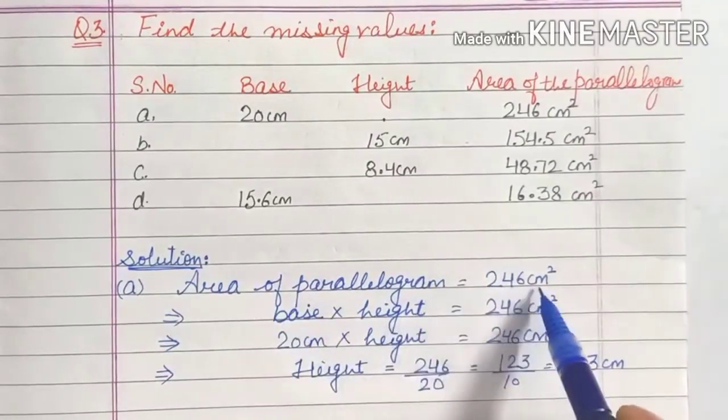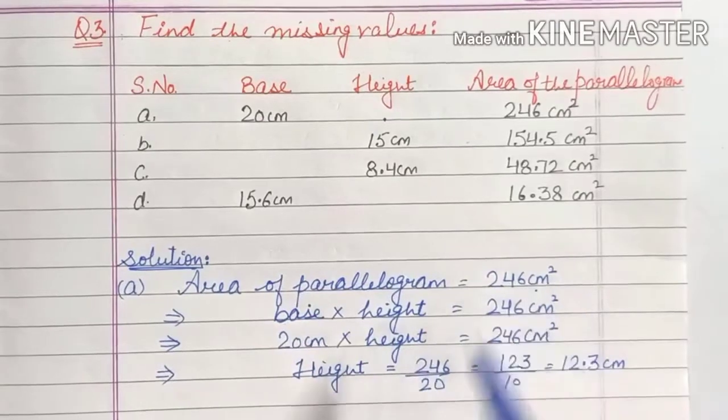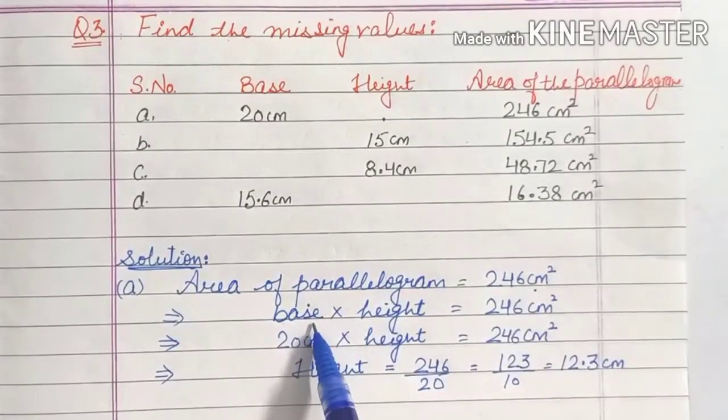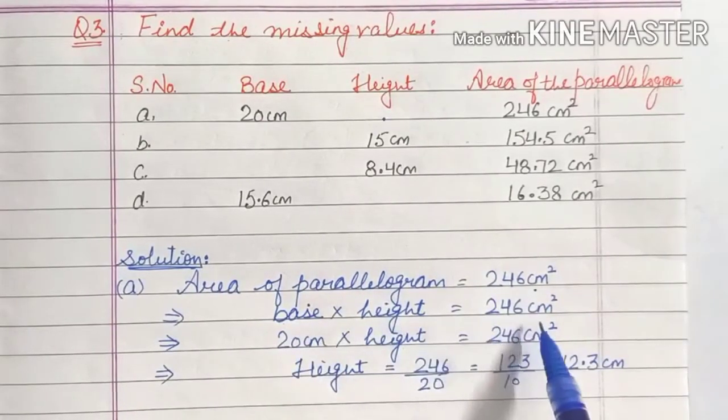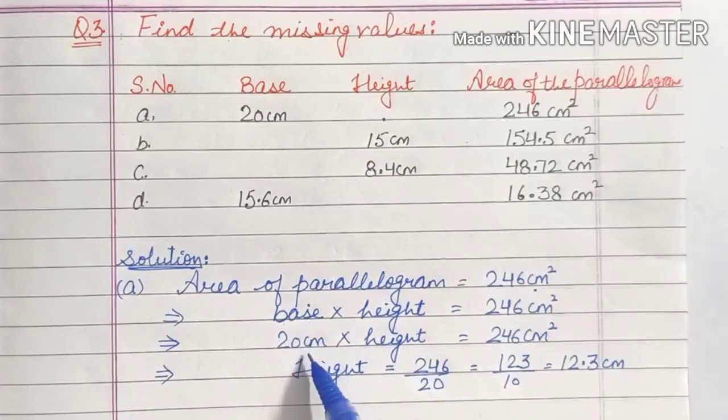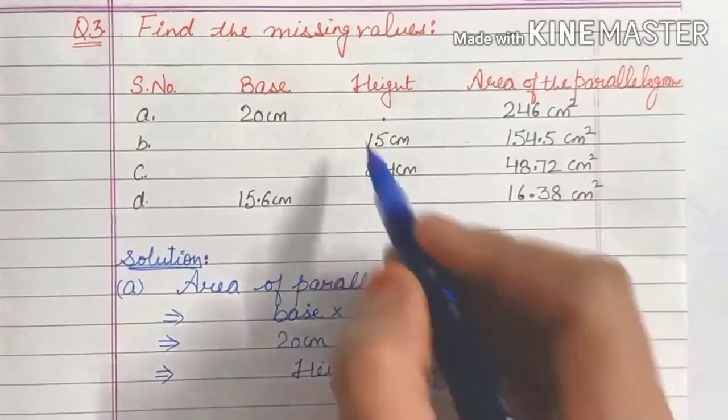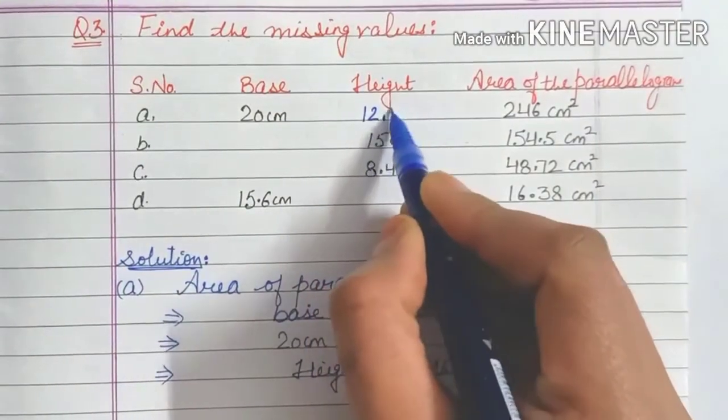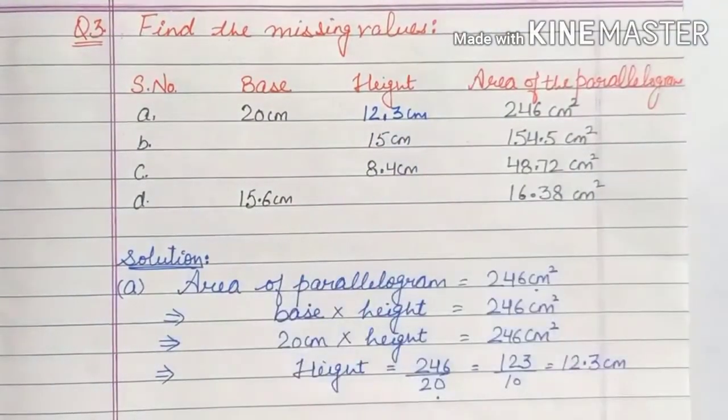First we will write area equal to 246 centimeter square, and area formula is base multiply height. We put the value of base, 20 centimeter multiply height, equal to 246. So we simplify: height will be equal to 246 divided by 20. We divide area by the base. If we simplify, it is equal to 12.3 centimeter. So height we got 12.3 centimeter.